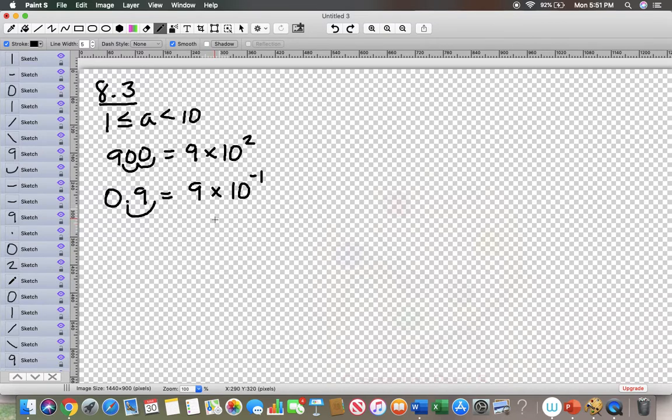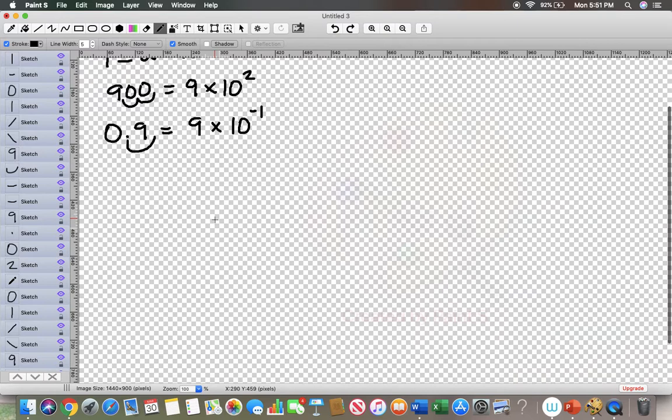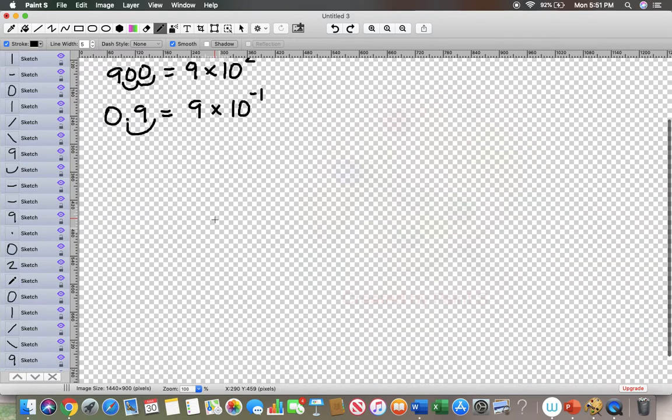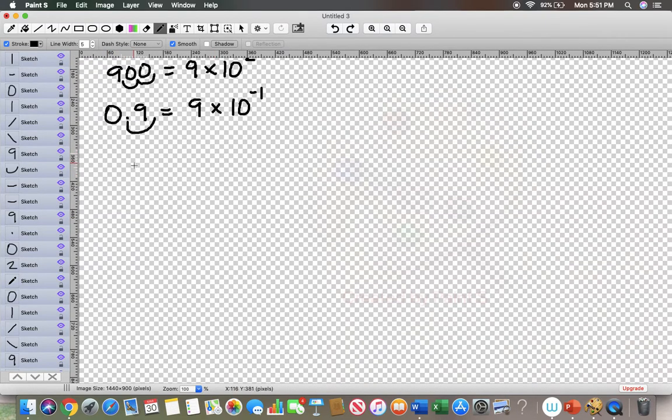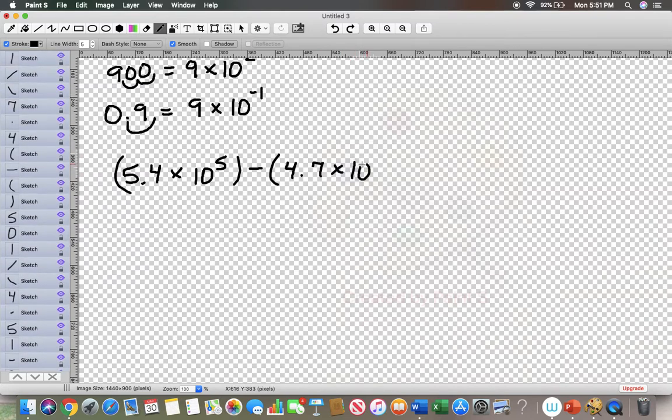Probably the harder problems in this lesson were when we were adding or subtracting. I'm trying to remember if it was a quiz or the test where we had problems like this. So let's do an example. If I have 5.4 times 10 to the 5th, and I want to subtract 4.7 times 10 to the 5th power, we'll start off with an easier one right here.